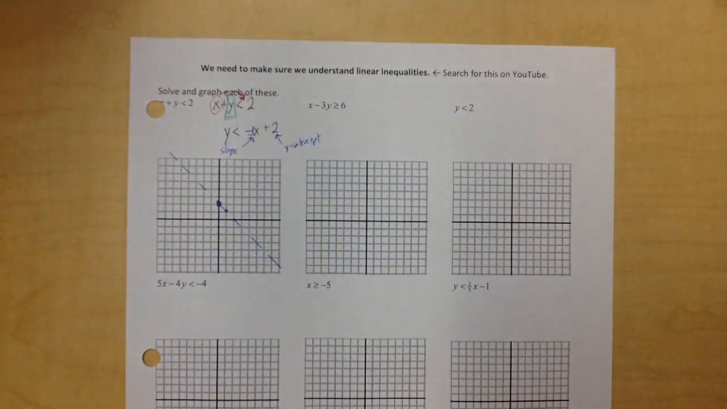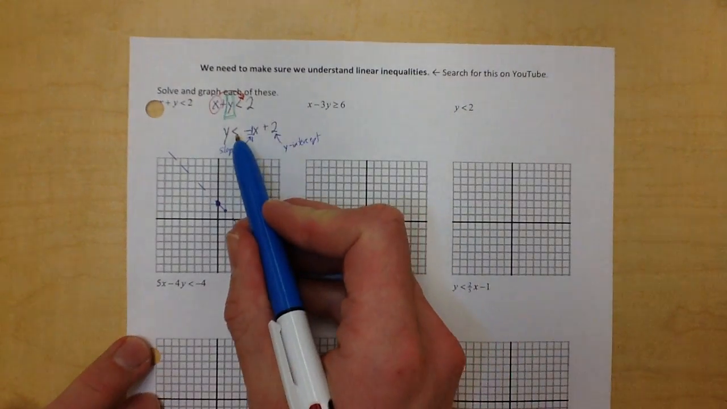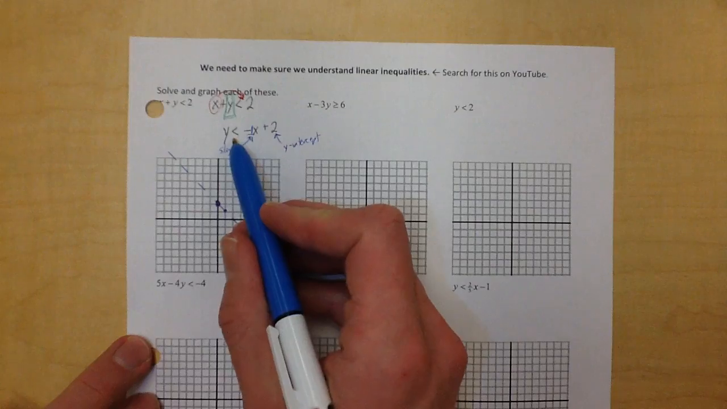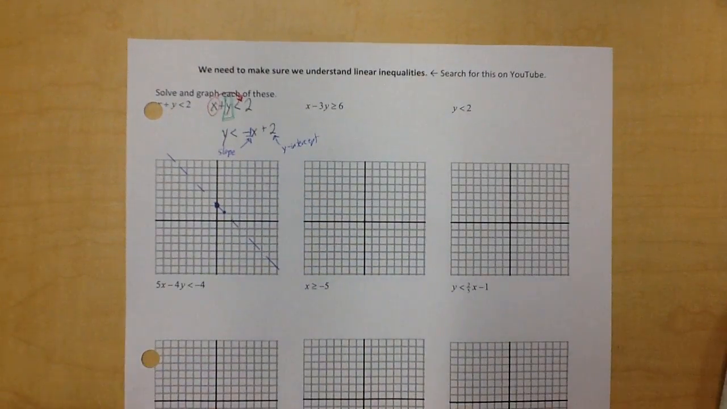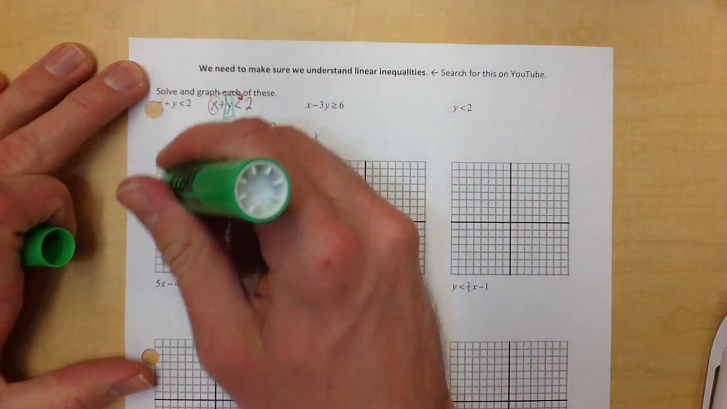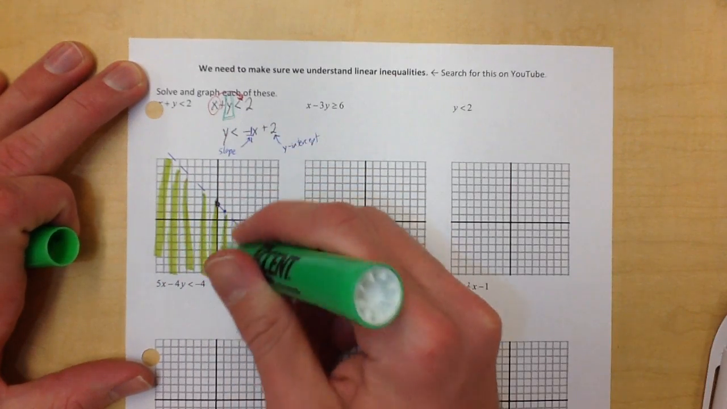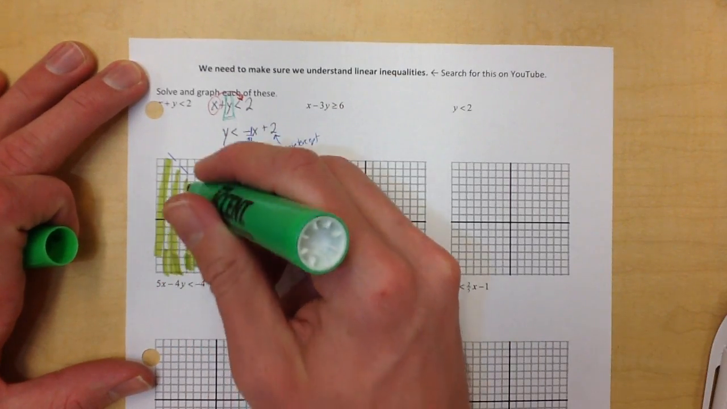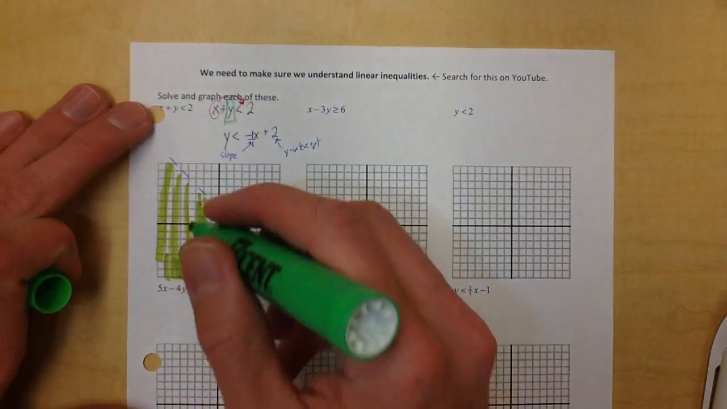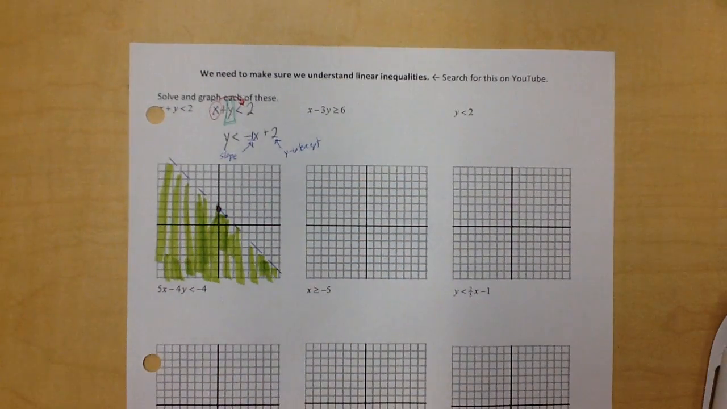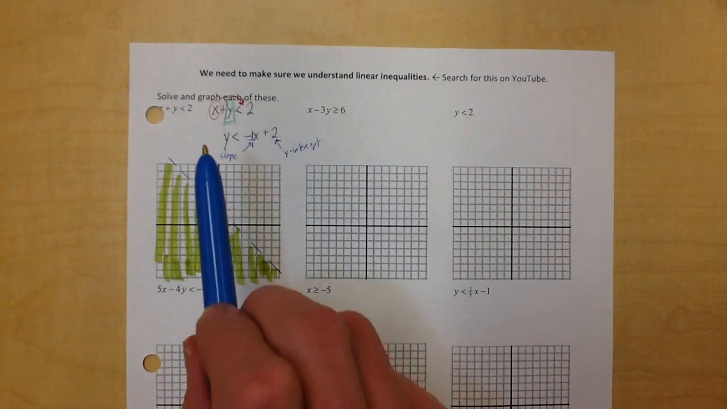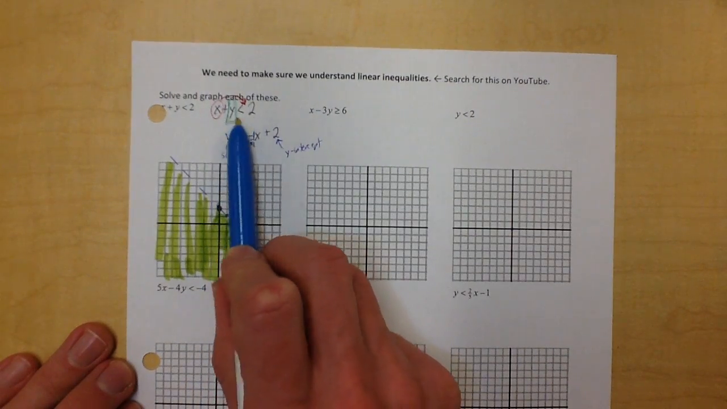Okay, just so I can be clear with my shading, I'm going to use a highlighter, a green highlighter. This is less than. Because it is less than, I will shade down. So all of this below the line gets shaded. And here's what that means. I just want to clarify a little bit. Here's what it means. Every point that just got colored, that is the most striped, nasty shading, but every point that just got colored is a solution to this inequality.